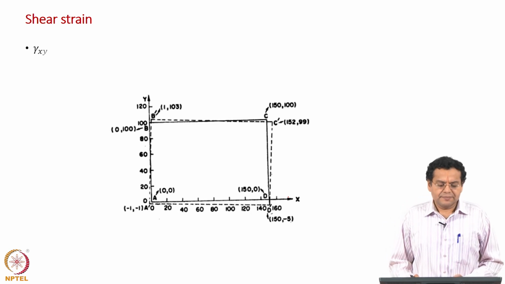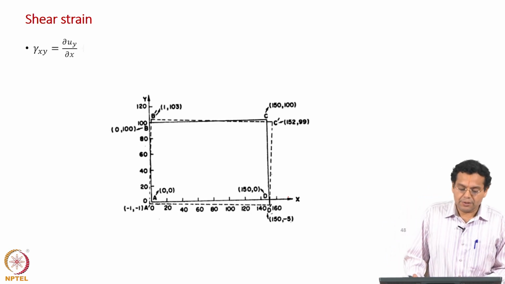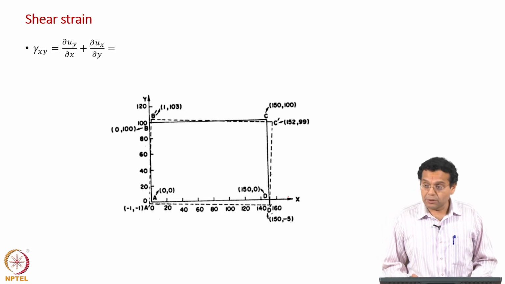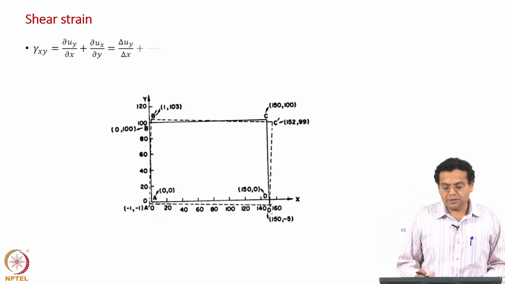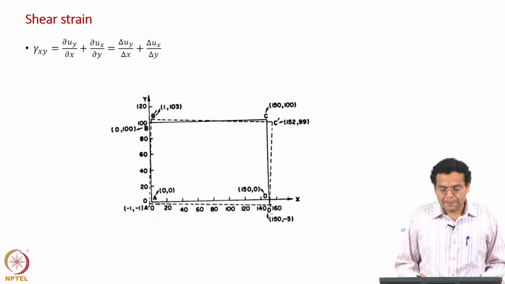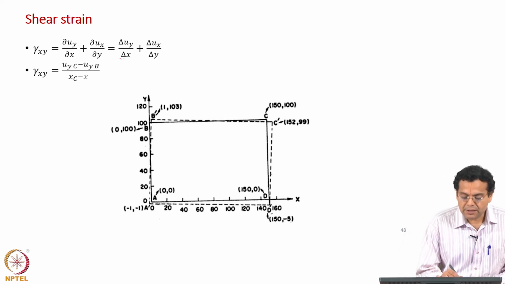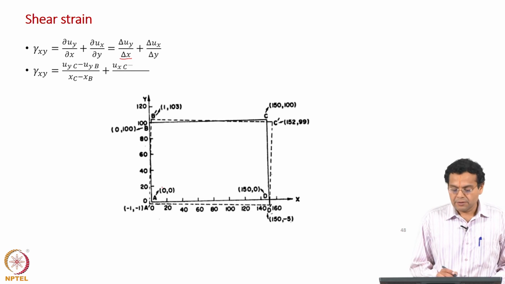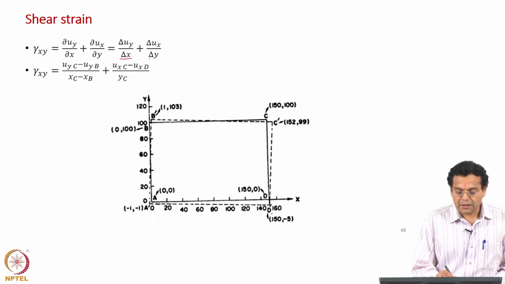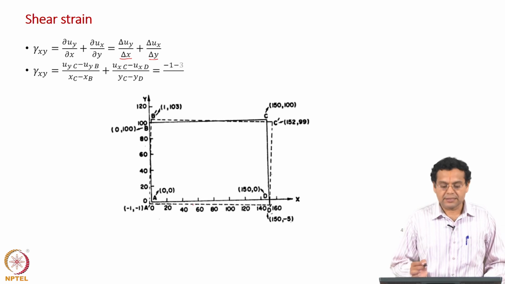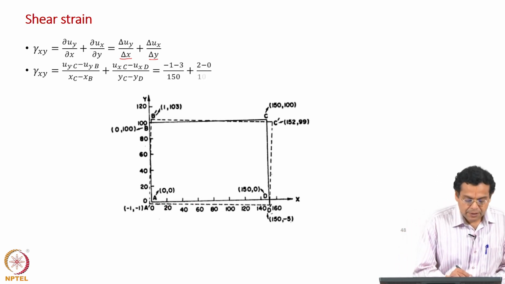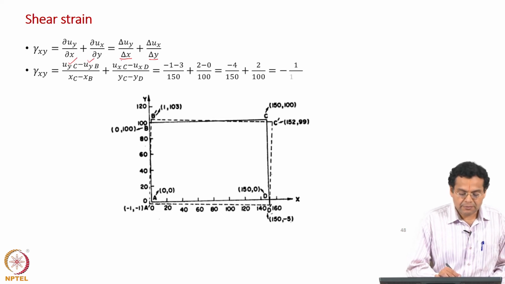Shear strain gamma xy is dou uy by dou x plus dou ux by dou y, and of course we write it in terms of delta, and let us evaluate them. Remember, for the first term you should take particles along the x axis, for example B and C. For the second term, particles along the y axis, C and D. For the first term look at the difference in y displacement, and for the second term we consider the difference in x displacement.